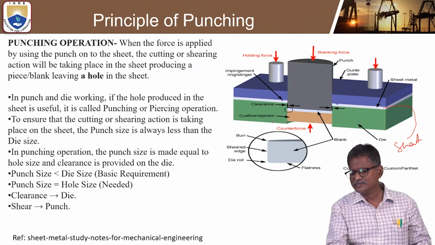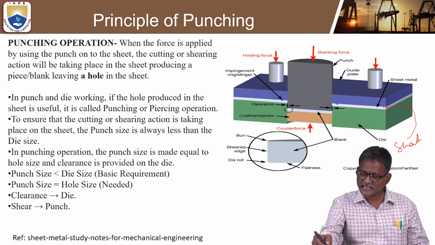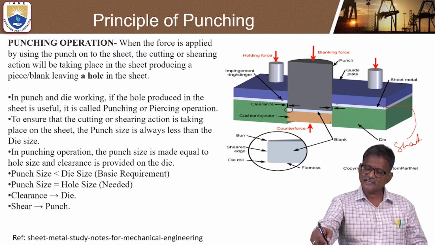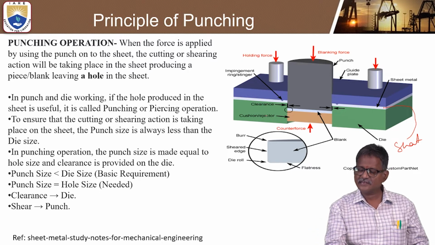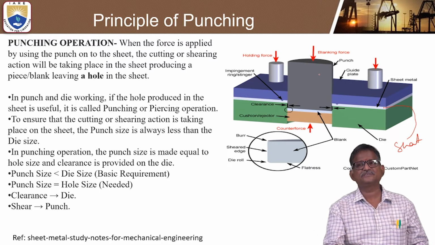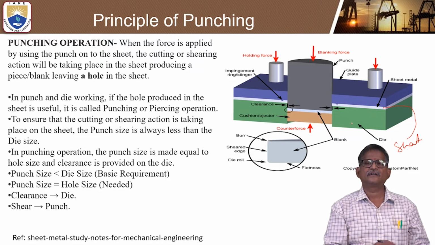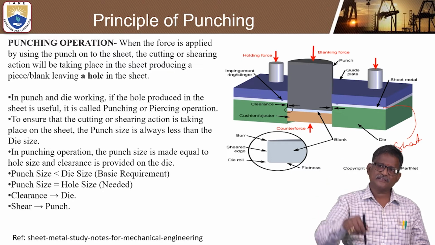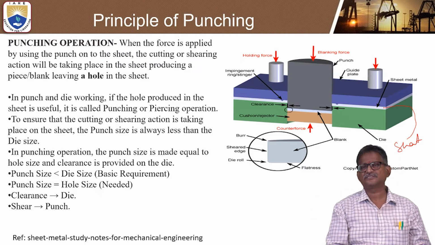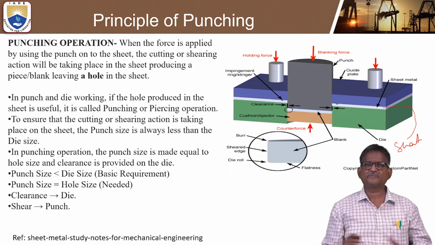Obviously, this punch size is always less than the die size. Otherwise, it cannot move, it cannot enter. So always the die size is more than the punch, or the punch is less than the die. So then only we can enter inside that sheet, and the part can be separated.